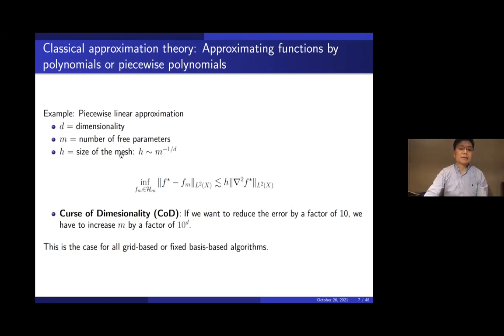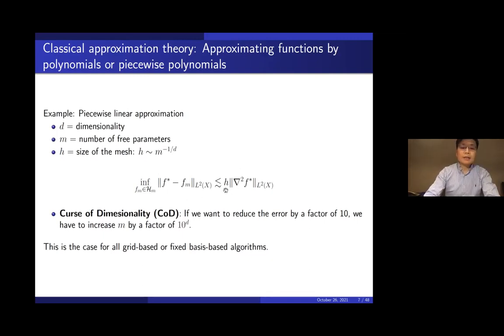And the typical size of the mesh is called H, and H is related to M by this relation. Just think about, say, a unit cube and putting points uniformly on the unit cube. Then the mesh size is related to the total number of free parameters by this relationship. And then this would be a typical theorem in approximation theory, namely the error in the best approximation measured in an L2 norm is bounded by H times the H2 norm of the target function.